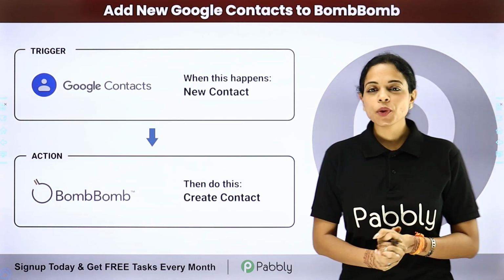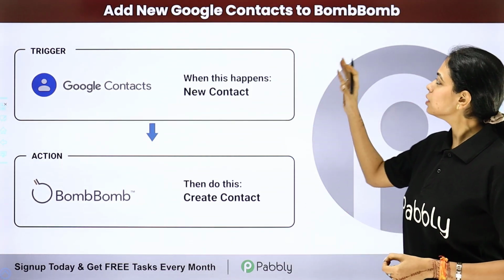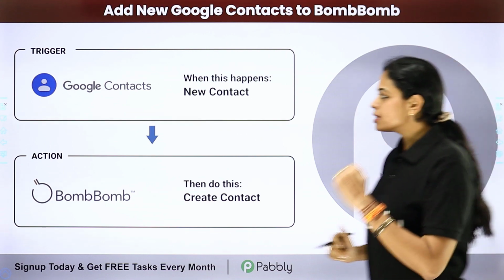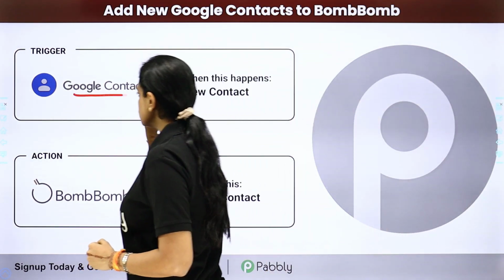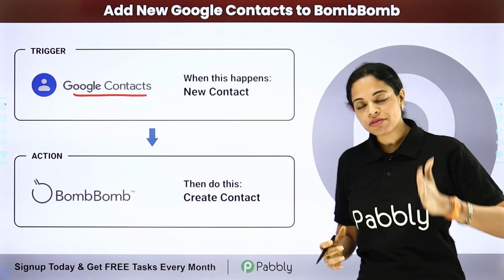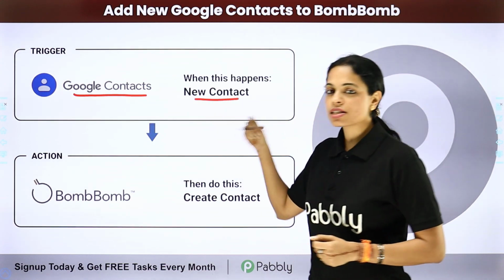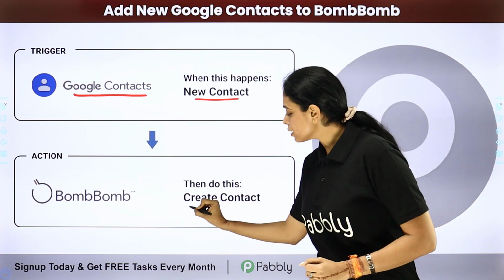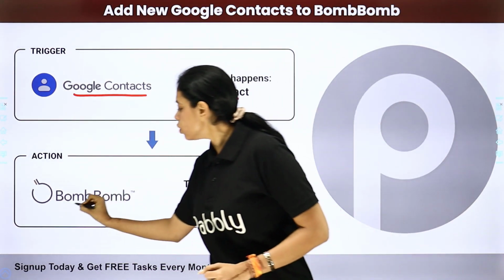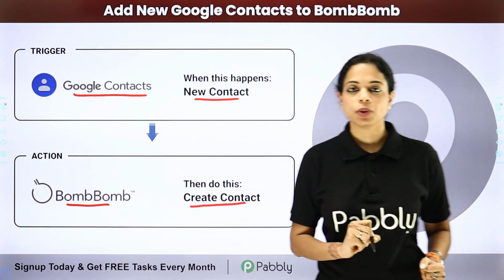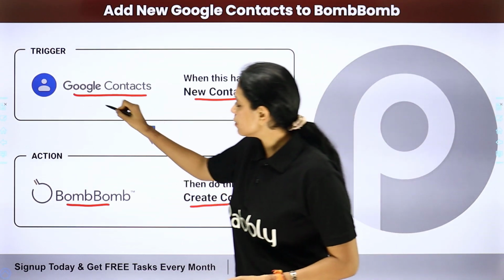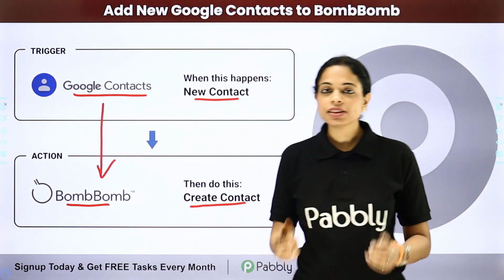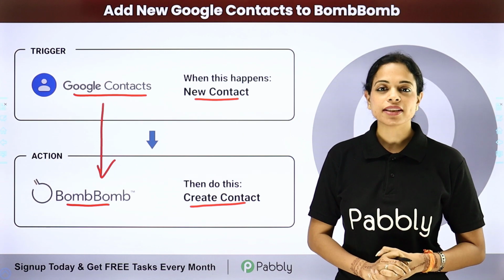In this video, we are going to see how to add new Google Contacts to BombBomb. So let's say that you are using Google Contacts to save all your contacts, and every time a new contact is added or updated there, then automatically the same contact should be created in BombBomb, which is a video communication tool. Now to do this, you will have to set up some integration between the two applications, and the same thing can be done using Pabbly Connect software.